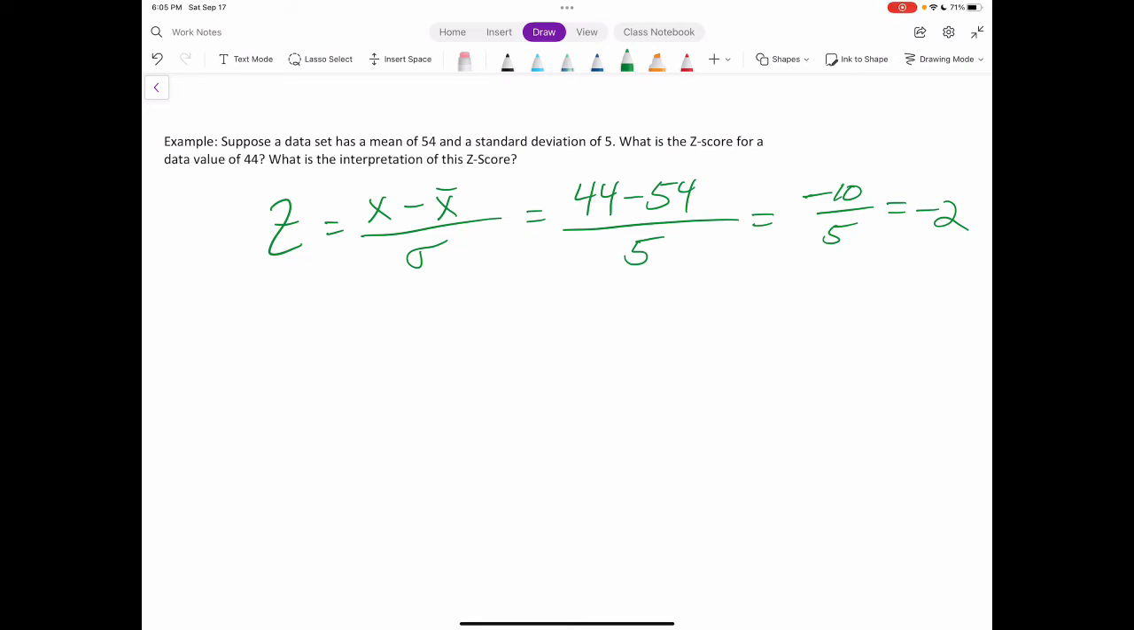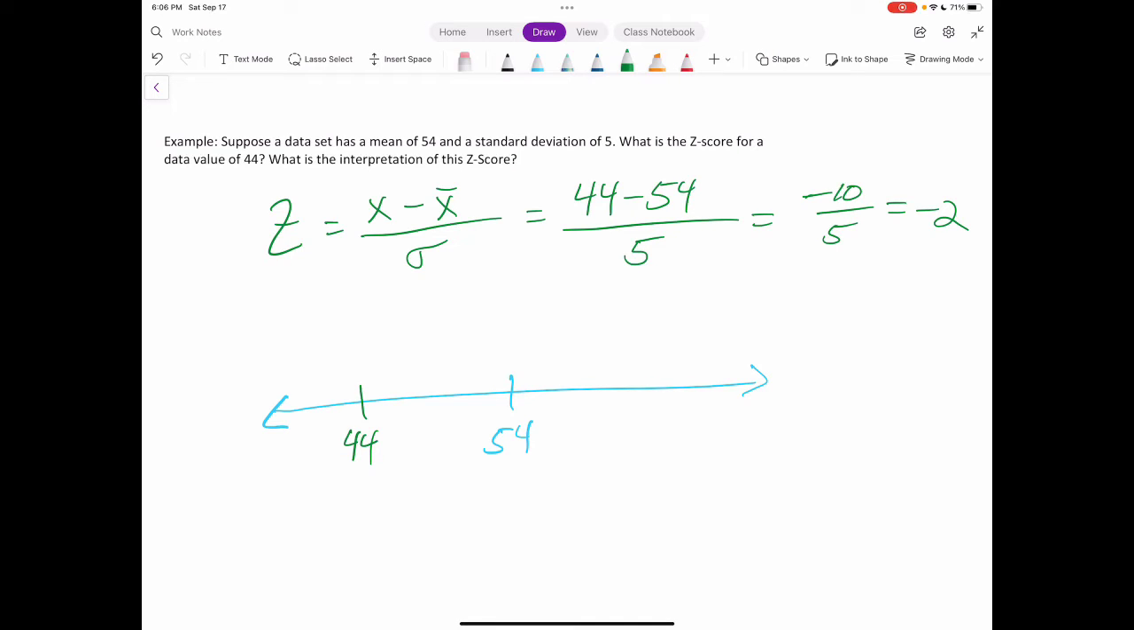So what does that mean? What's the interpretation of that? For that, let's consider this. Let's say we had a number line, and let's put our mean right smack dab in the middle of that number line. Let's say 54, which is our mean, is right here in the middle. And our data value is 44. 44 is less than 54, so we're going to put it somewhere over here to the left.